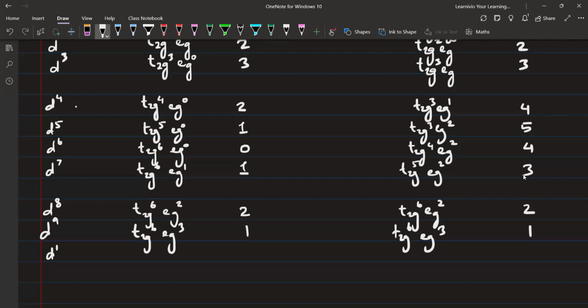In the d10 configuration, we're going to have t2g 6, eg 4, and number of unpaired electrons is 0. t2g 6, eg 4, number of unpaired electrons is 0.